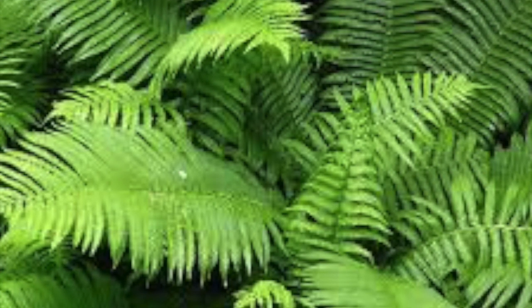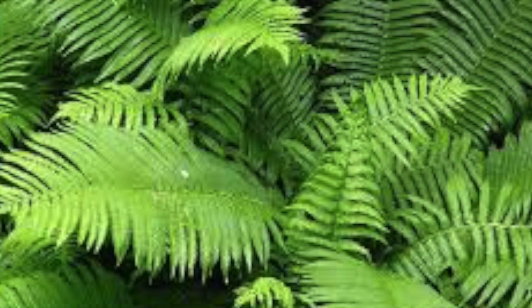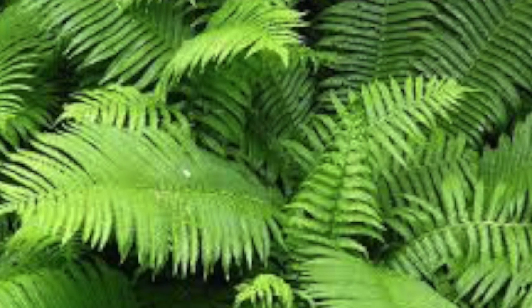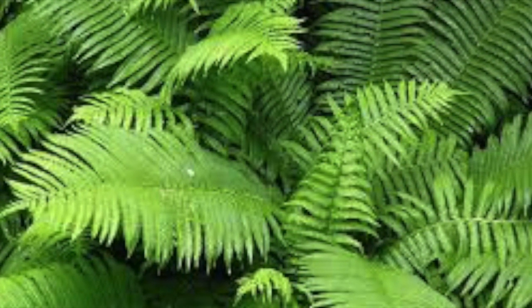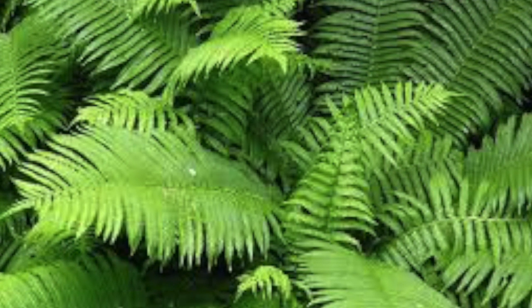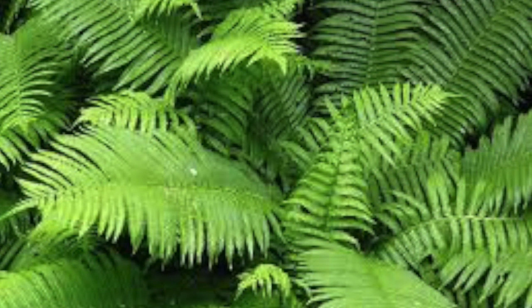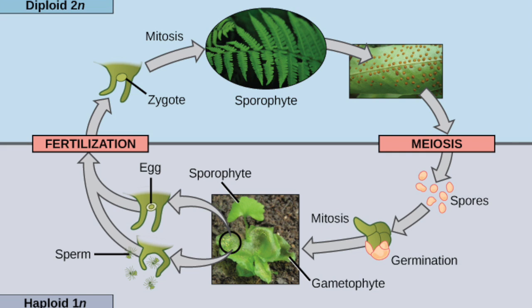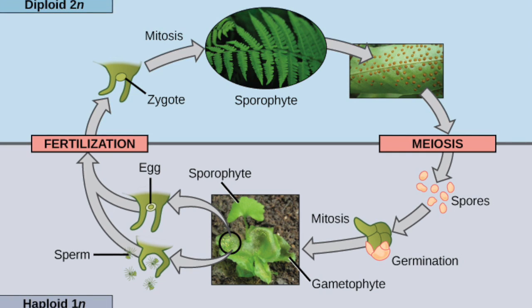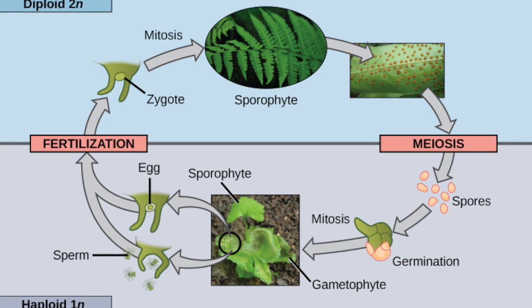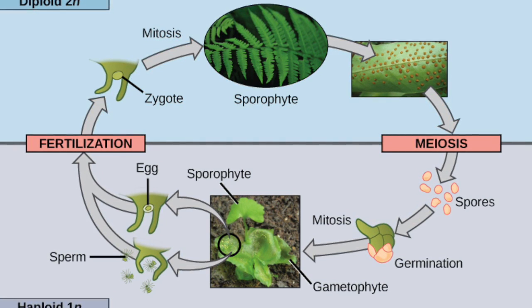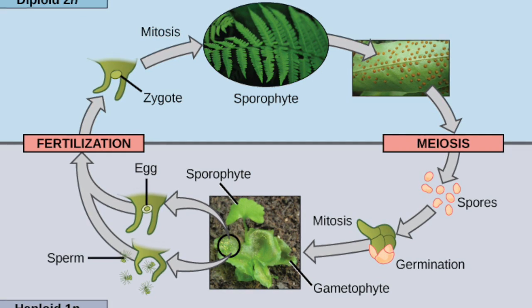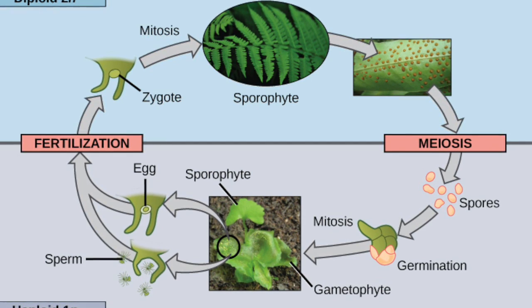Seedless vascular plants are plants that contain vascular tissue but do not produce flowers or seeds. In seedless vascular plants such as ferns and horsetails, the plants reproduce using haploid unicellular spores instead of seeds. Fertilization between the gametes forms a diploid zygote. The zygote will undergo many rounds of mitosis and will give rise to a diploid multicellular plant called a sporophyte.